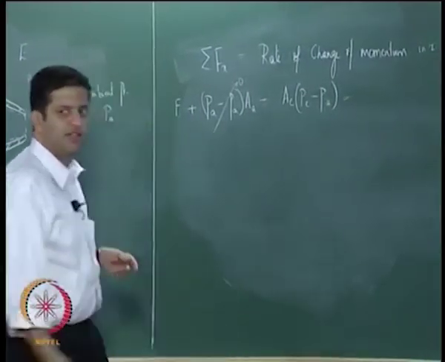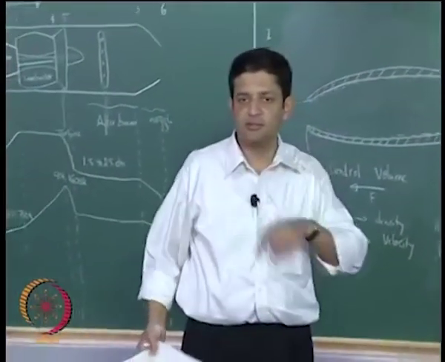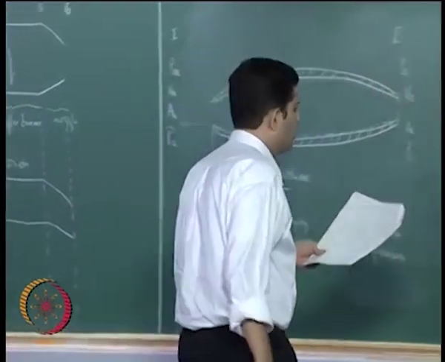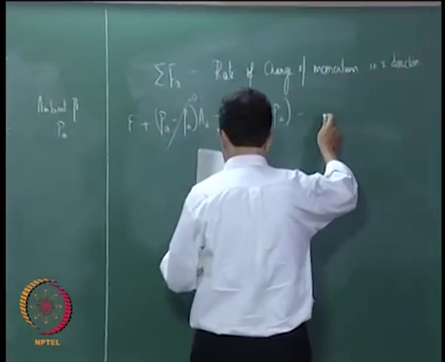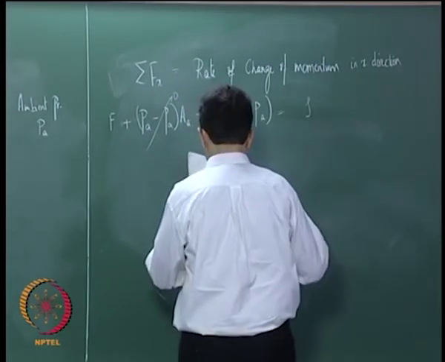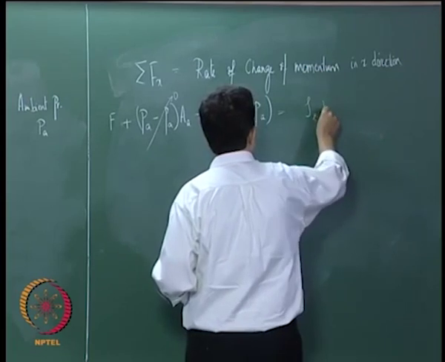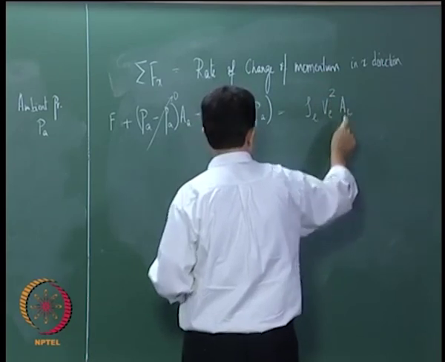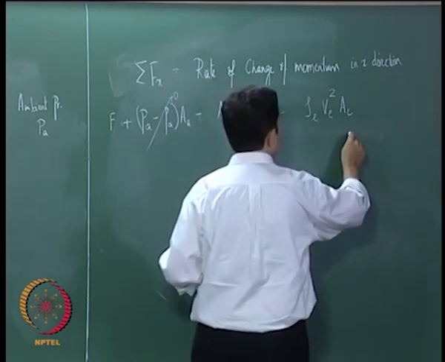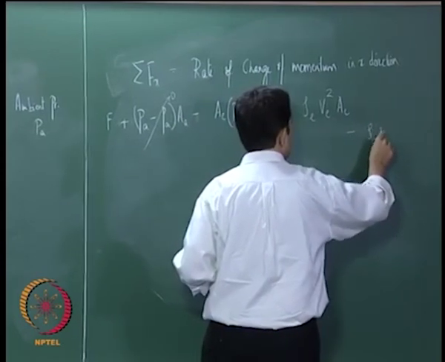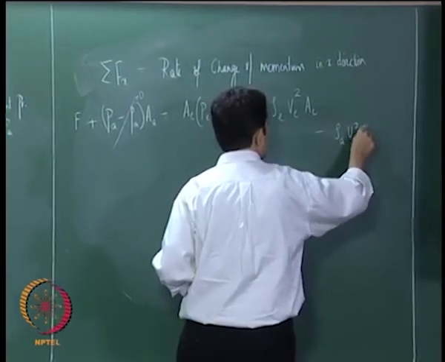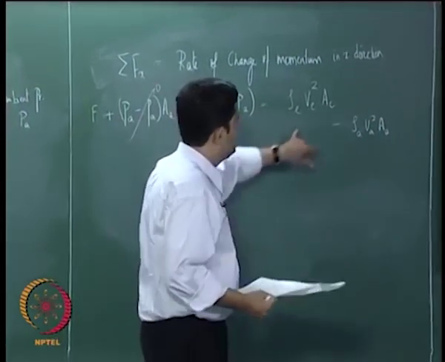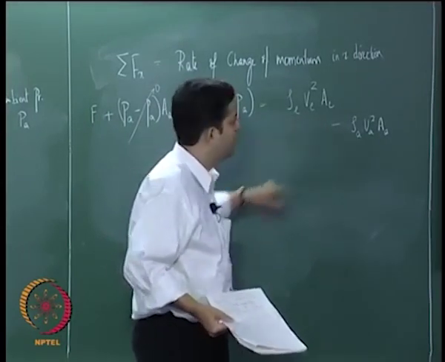Now what is the rate of change of momentum here? Velocity, M dot into VE, right. So you have rho E VE square AE minus rho A VA square AA. Rho E VE AE we know is equal to M dot E, okay.